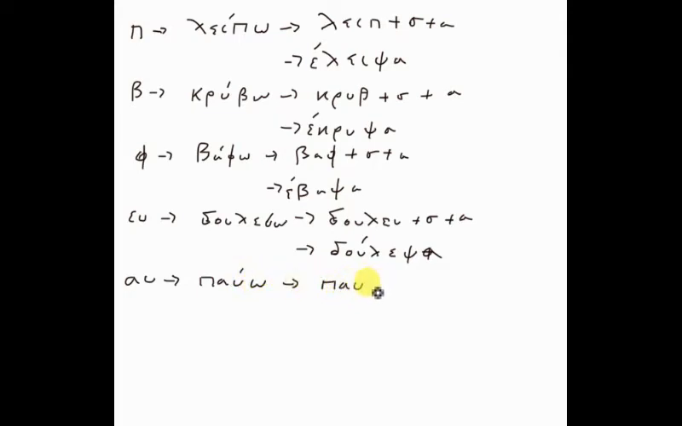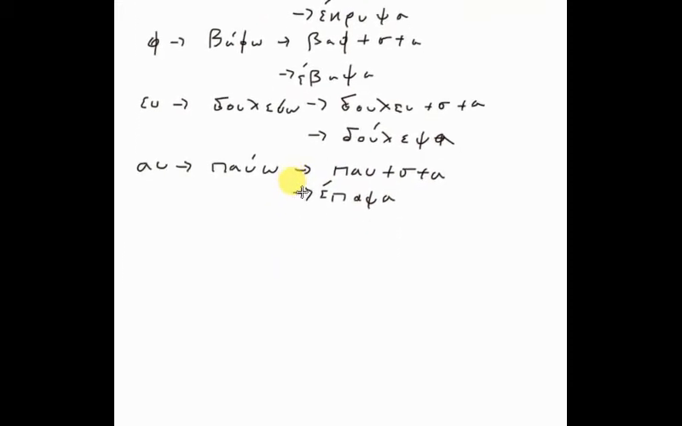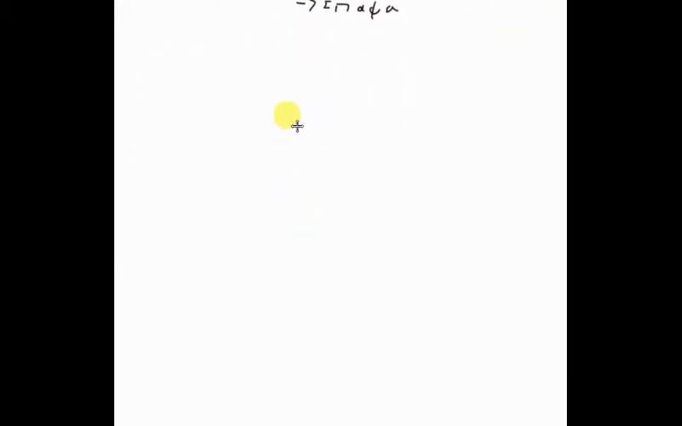Similar thing to what we just saw above. Bav plus sigma plus alpha. The sigma and the epsilon are going to merge together. Papsa, alpha is short, accent goes on the antepenult. Epapsa, I stopped.